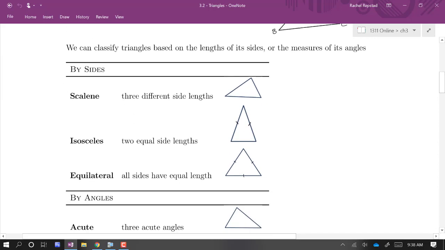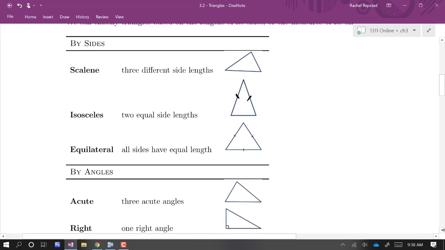If we classify them by sides, then a scalene triangle has 3 different side lengths. If there are 2 equal side lengths, then that triangle is isosceles. These little dashes, sort of tick marks on the sides, indicate which sides are equal to each other. And if a triangle has all sides of equal length, we call that an equilateral triangle.